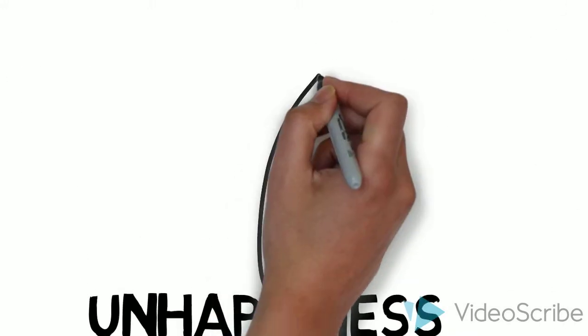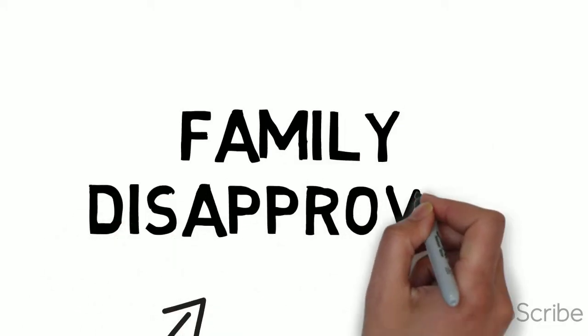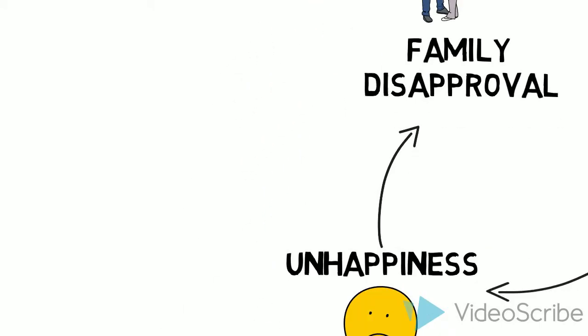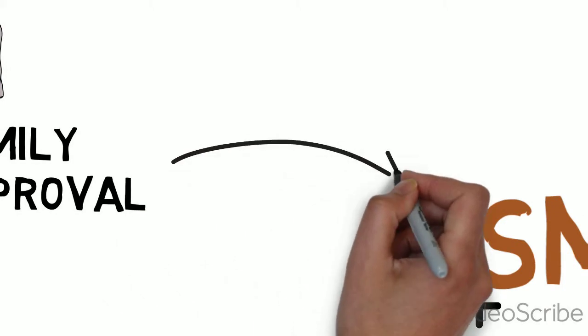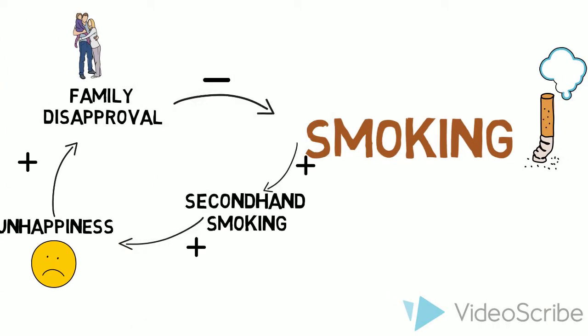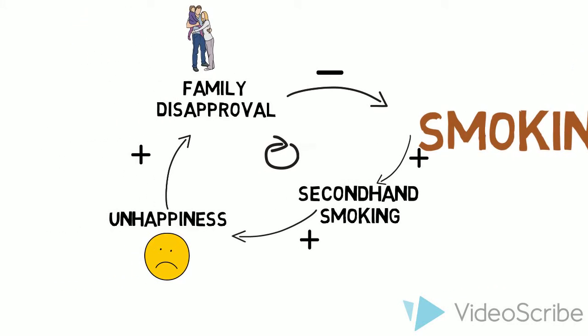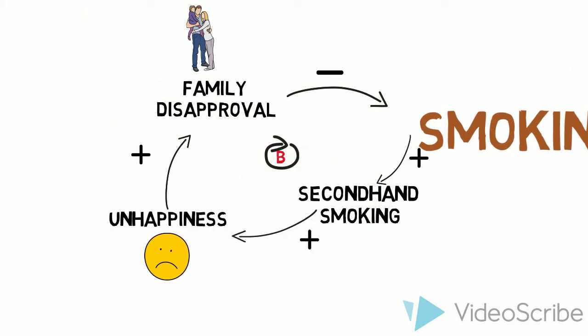Increased unhappiness results in overall disapproval of the family due to the health concerns that smoking causes. Since an increase in unhappiness results in higher levels of disapproval, this relationship is also a positive relationship. Due to the increase in disapproval, it will then lead to a decrease in smoking by the smoker to please his family. This loop consists of only one negative sign, thus indicating a negative polarity, and is thus a balancing loop.